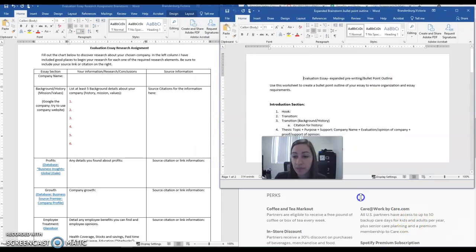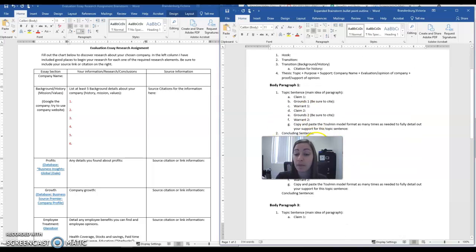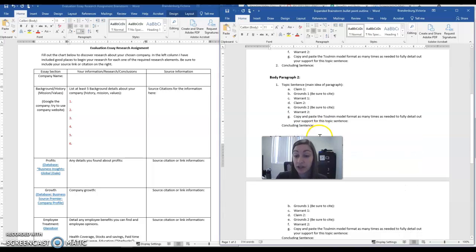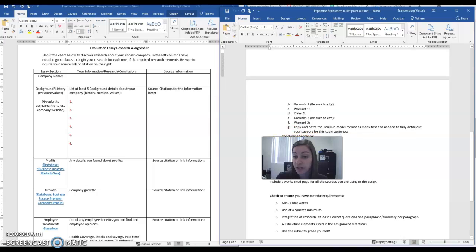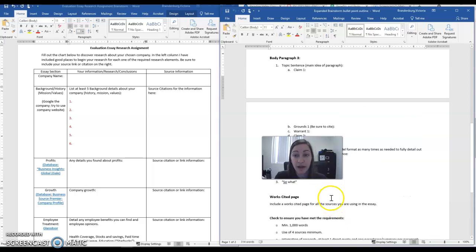Okay, so you're filling out a basic outline here, and I didn't give you a lot like I do for the other ones, because this is your final essay. I really want to test what you know. But the same basic parts that we filled out all semester are there. So you have your introduction section that's going to have your hook, transition, and thesis statement, same as always. Then we're going into our body paragraphs where you're going to detail your evaluation of the company. And then you're going to go into your conclusion where you restate your thesis, recap, and so what, and a works cited page. And then I just put your reminders of the requirements of the paper. So don't forget to have that.